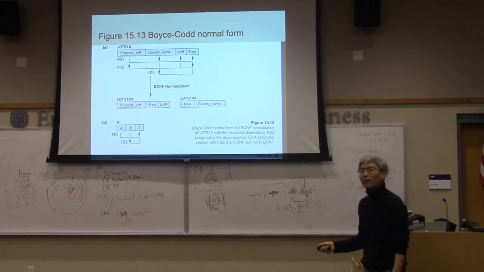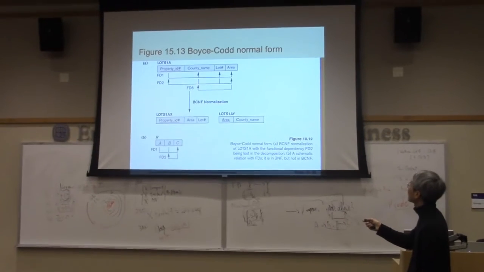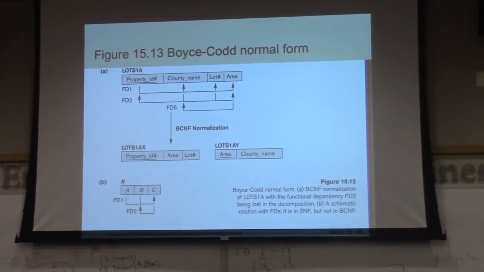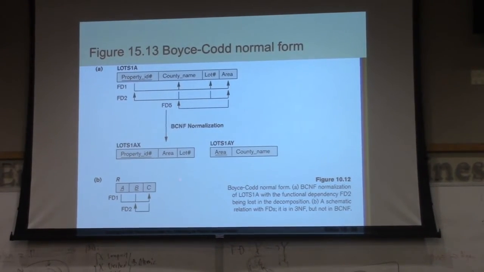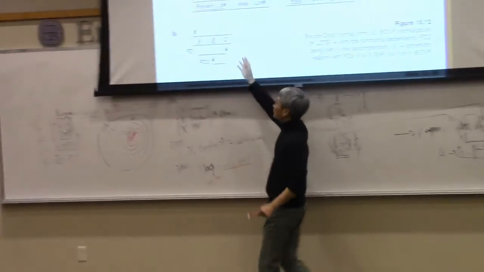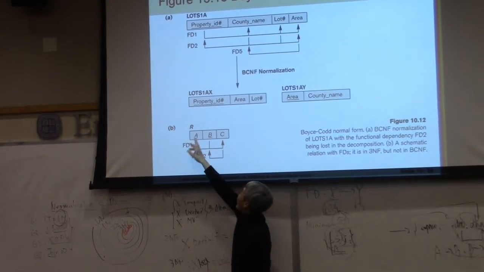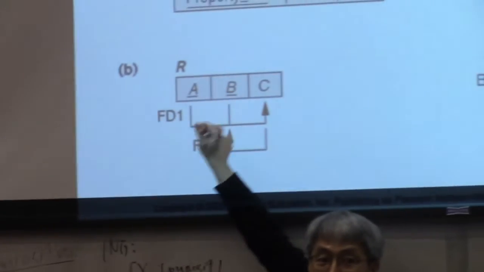There are several different ways, but we can easily take out the area determines country, like this. Then we have the property ID, area, lot number, and the area determines country name. So always, if you are not sure, I'm using this one. Keep in mind this A, B, C. So A is the key, and B is the key.